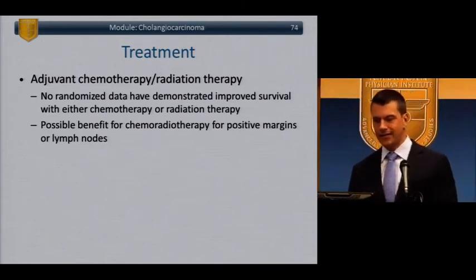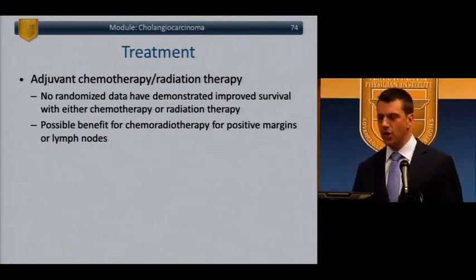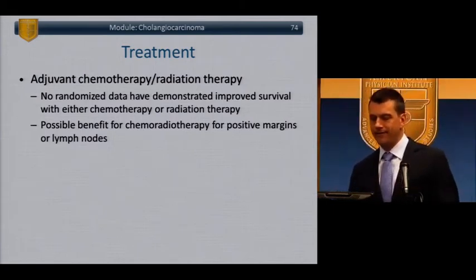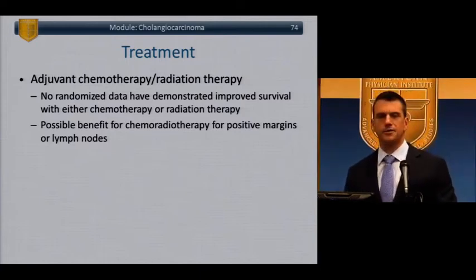As far as adjuvant chemoradiotherapy here, no randomized data have demonstrated improved survival with either chemo or radiation. There may be a benefit for chemoradiotherapy for positive margins or for lymph nodes.